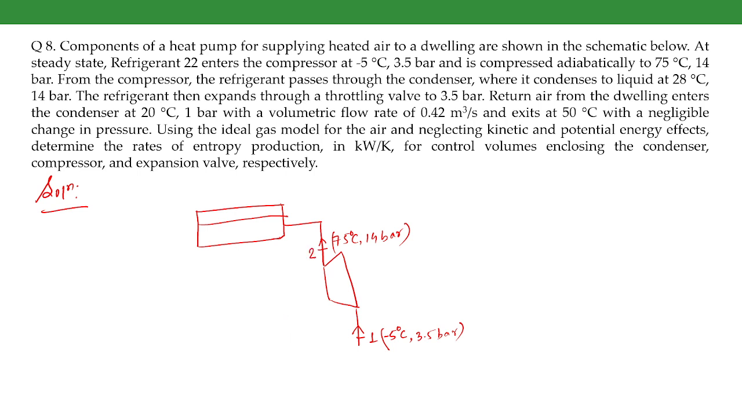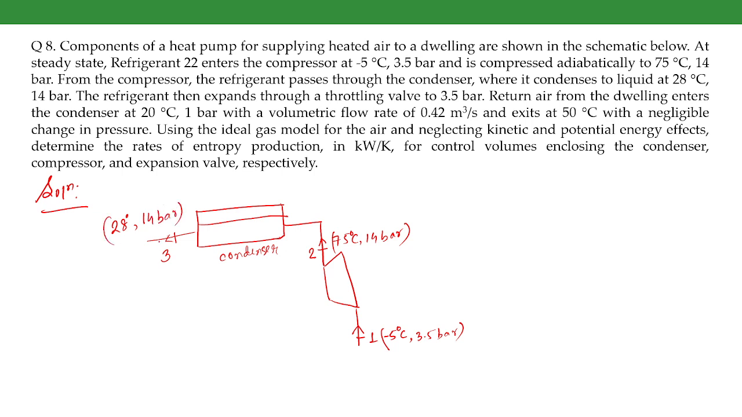Now, from the compressor, the refrigerant enters a condenser. So this is basically the condenser, wherein it will reject heat to some fluid. Okay, and it will lose the heat such that from 75 degrees Celsius at 14 bar, the temperature drops to 28 degrees Celsius at 14 bar.